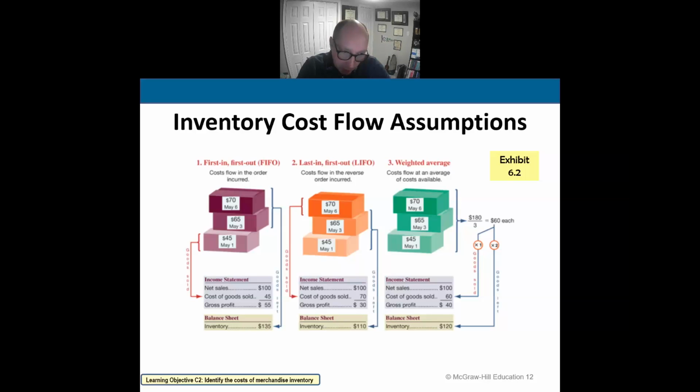Sales minus cost of goods sold equals gross profit. So under the first in, first out method, my gross profit is $55. My remaining inventory is $135. How did I get that? Well, I sold the first pair, but I still have those other two pairs that I purchased. So 70 plus 65 is $135. That's the balance of my inventory on my balance sheet. Make sense? We're good so far, right?